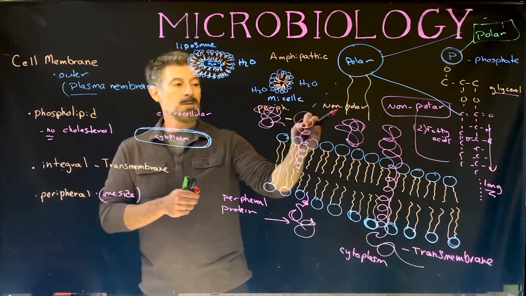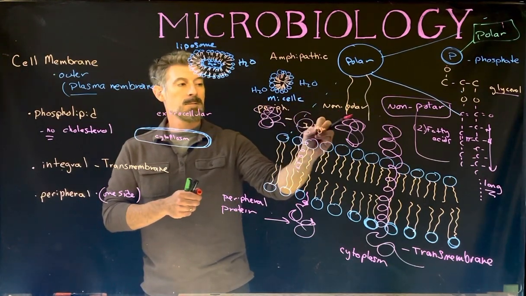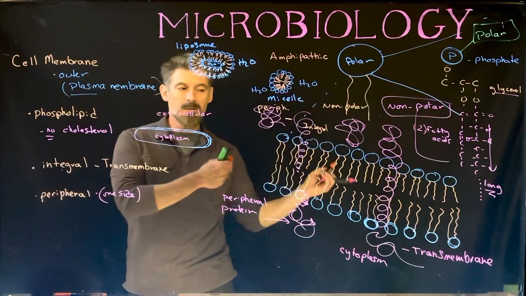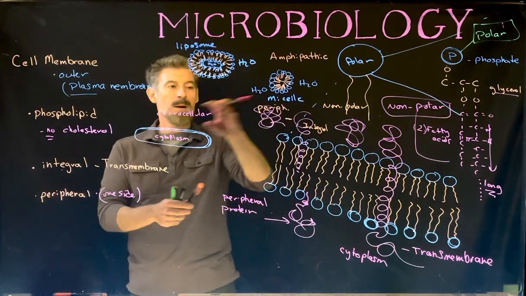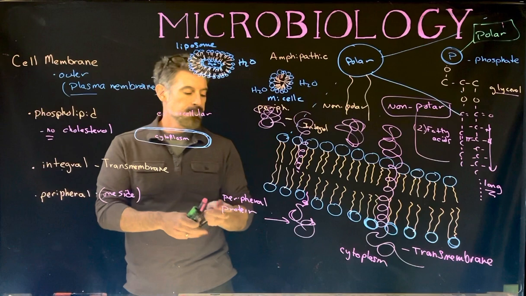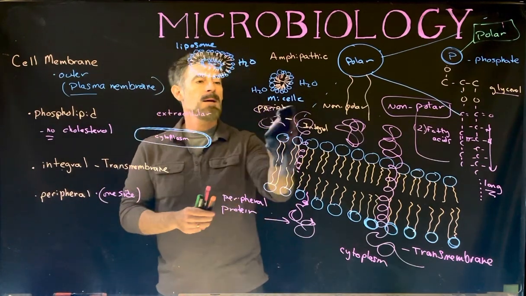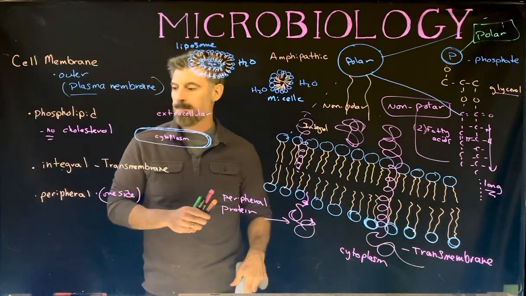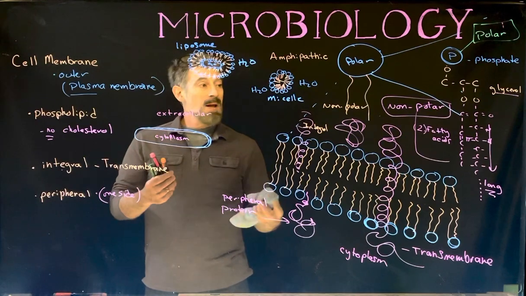This would be an integral protein. And the peripheral protein is attached to the integral protein. You see that? So we can remove that peripheral protein by cutting it away. But we can't remove the integral protein. All right, so those are a lot of the main components.